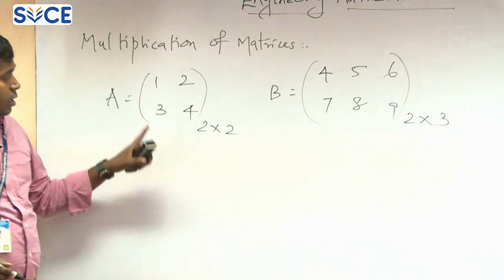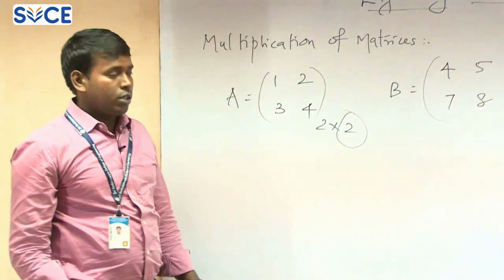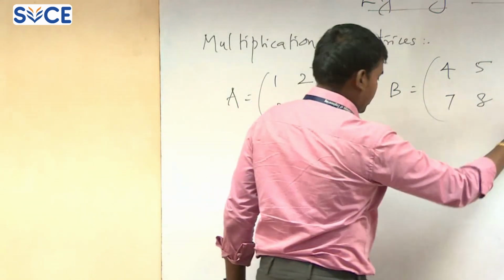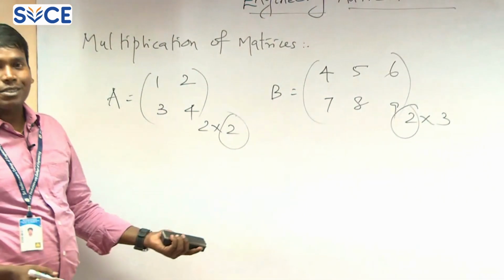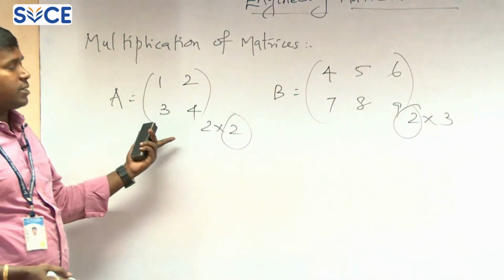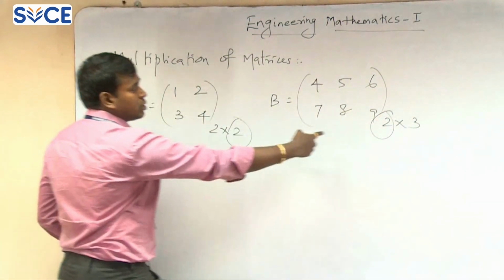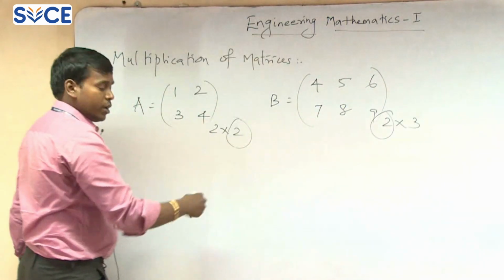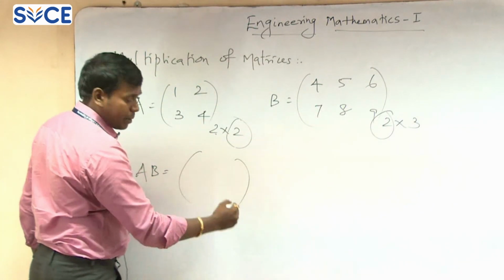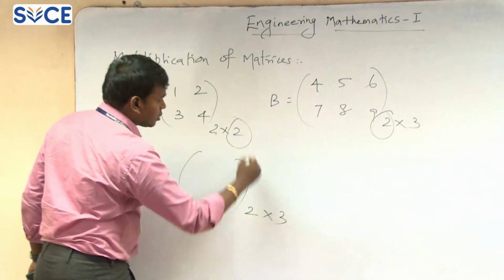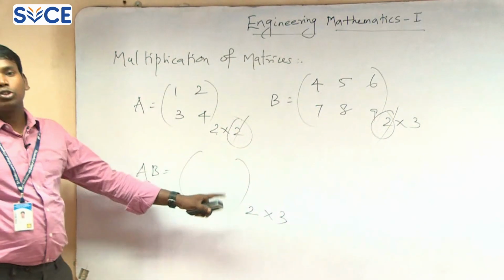So the definition is: number of columns in the first matrix, 2; number of rows in the second matrix, 2. If it is equal, we can multiply, otherwise we can't multiply. Here it is possible. So A into B, here 2 by 2, here 2 by 3. So matrix multiplication order becomes AB, which is equal to the remaining 2 into 3. The 2s are cancelled. So the order of the matrix AB is 2 by 3.